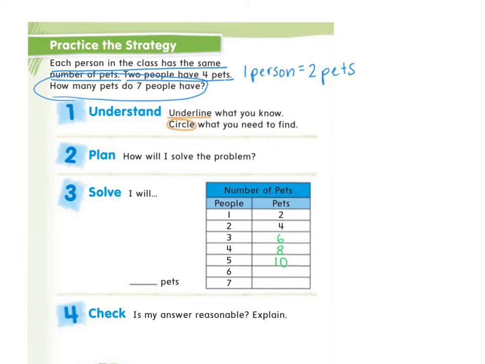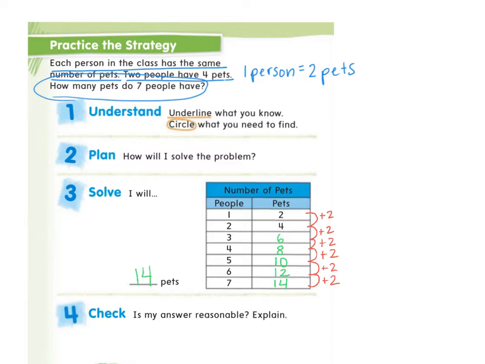Okay, do you see a pattern here? Do you see the pattern starting? Every time I go down the table, what's happening? I'm skip counting. What am I skip counting by? 2. So every time I add a person, I'm going to add 2 pets. Okay, so let's just keep skip counting. I'm going to skip count by 2. So 2, 4, 6, 8, 10, 6 people would have 12. 7 people would have 14. So I'm just skip counting here. And I'm going to end up with 14 pets for 7 people.